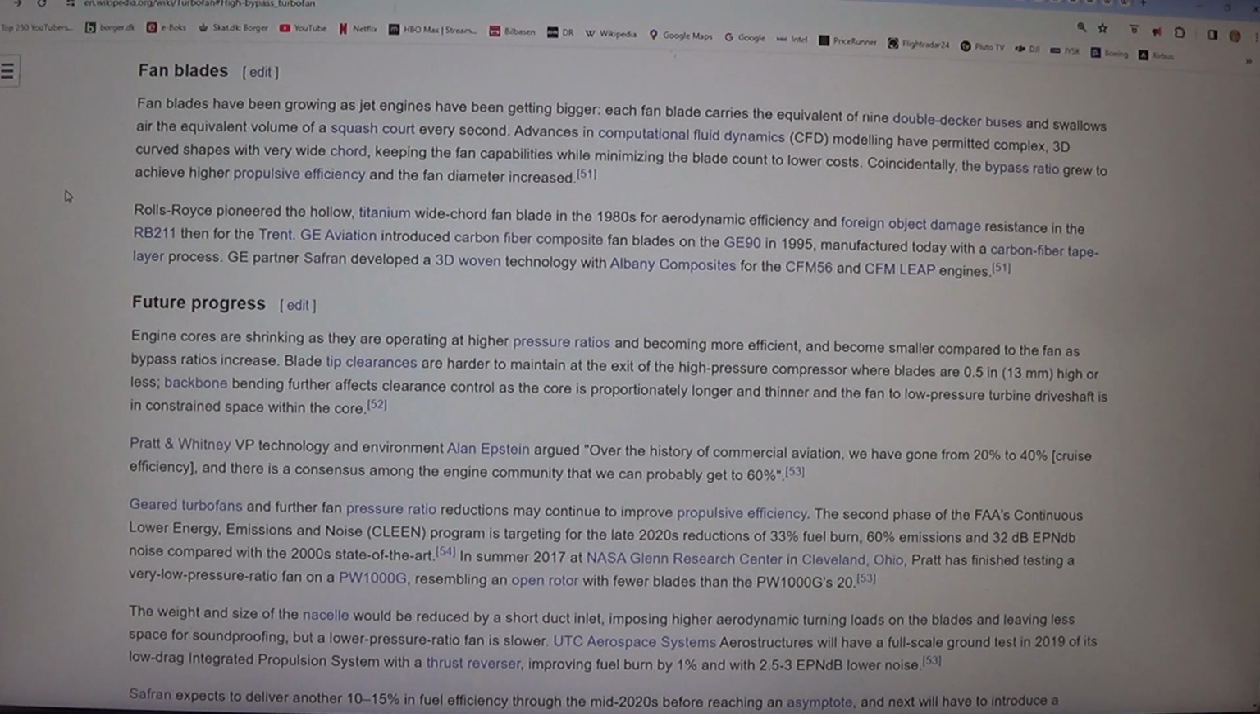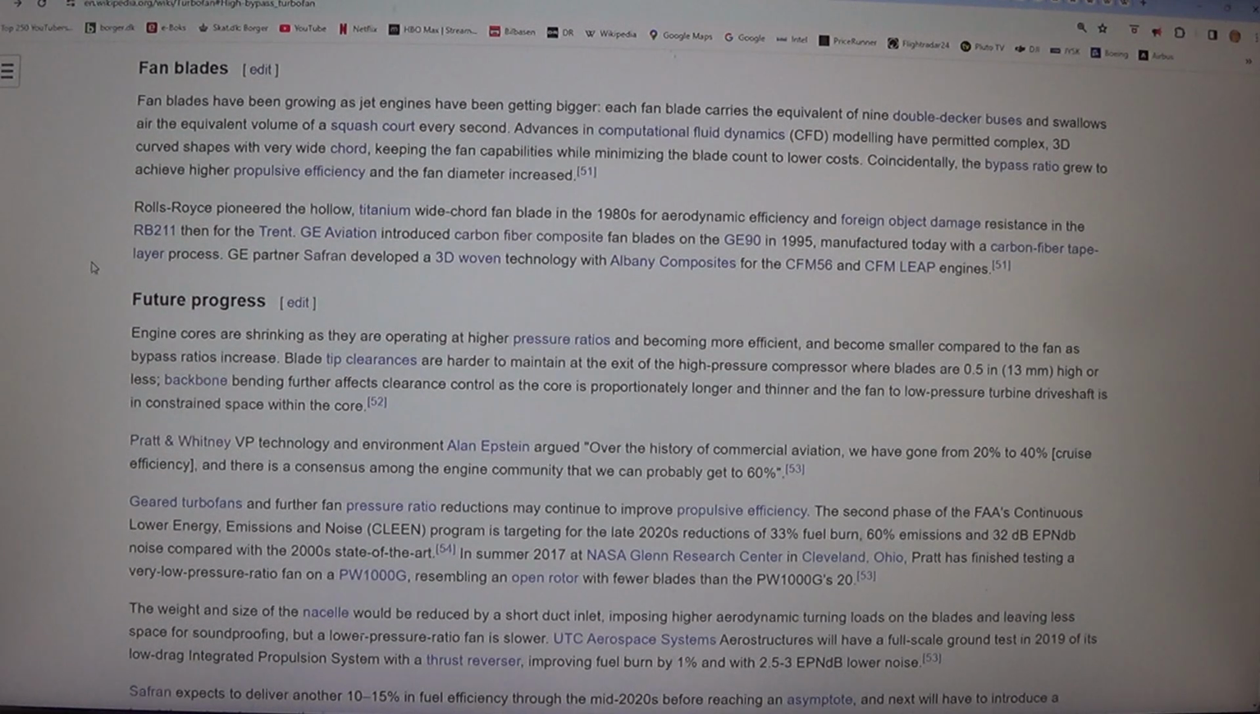Rolls-Royce pioneered the hollow, titanium wide-chord fan blade in the 1980s for aerodynamic efficiency and foreign object damage resistance in the RB211, then for the Trent. GE Aviation introduced carbon fiber composite fan blades on the GE90 in 1995, manufactured today with a carbon fiber tape layer process. GE partner Safran developed a 3D woven technology with Albany Composites for the CFM56 and CFM LEAP engines.